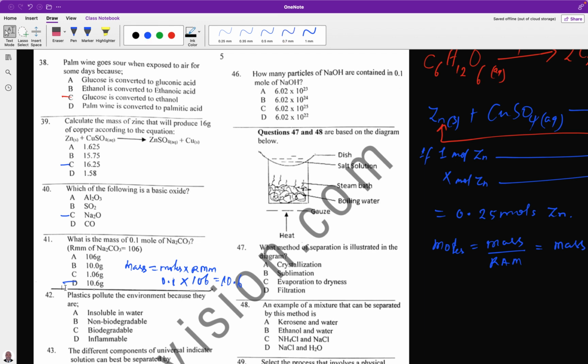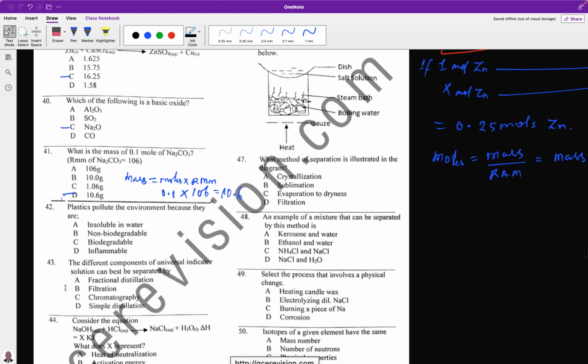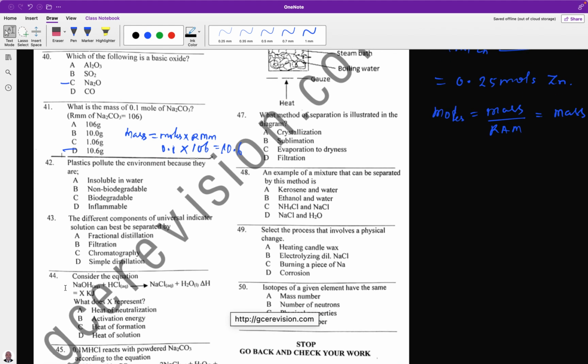Question number 42. Plastics pollute the environment because they are insoluble in water, non-biodegradable, biodegradable, or inflammable. The only thing plastics do in our environment is that they cannot degrade. For that purpose, we say they are non-biodegradable. B is our right answer for 42.